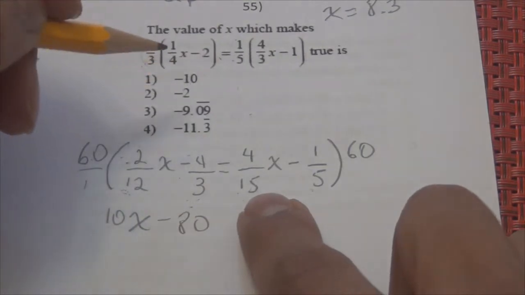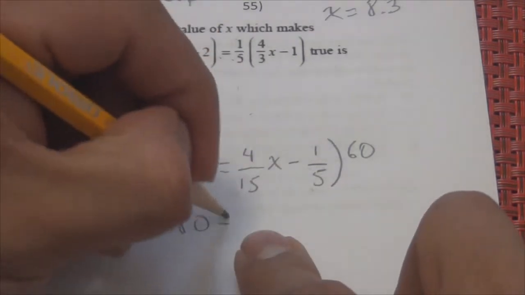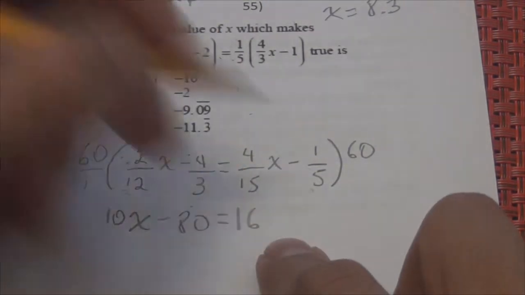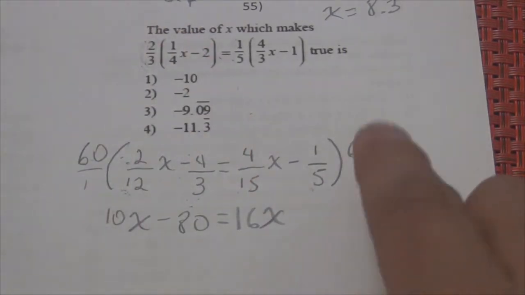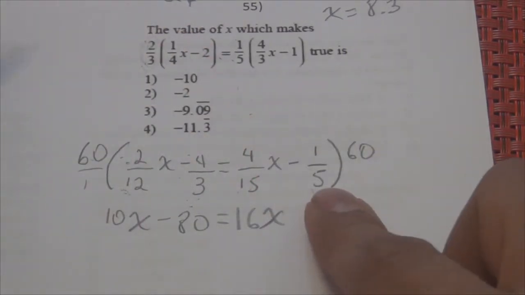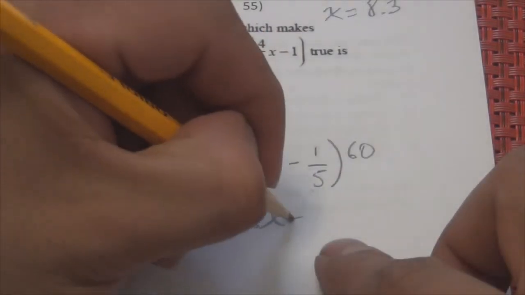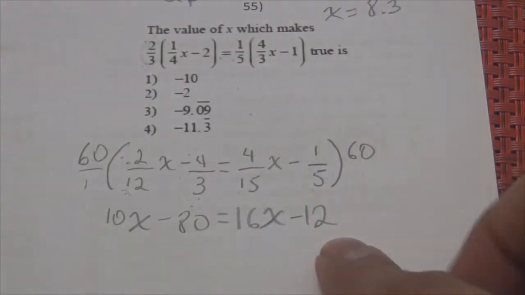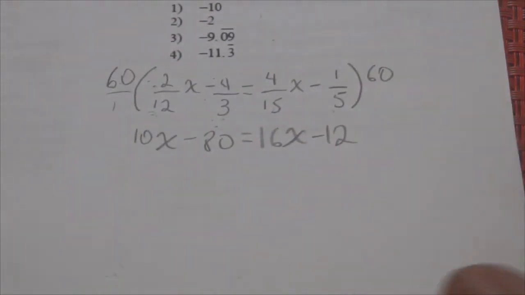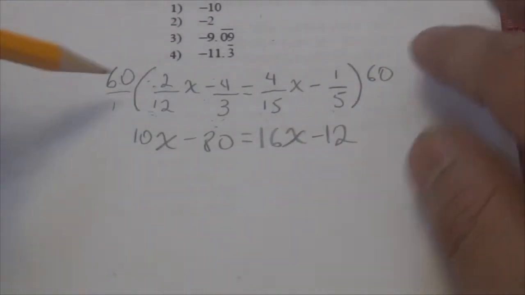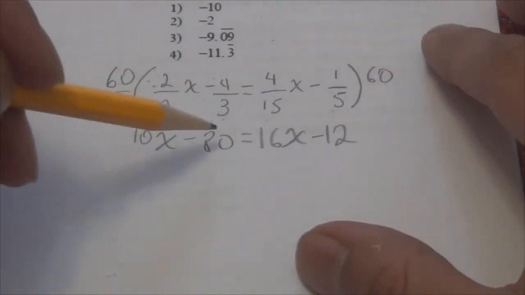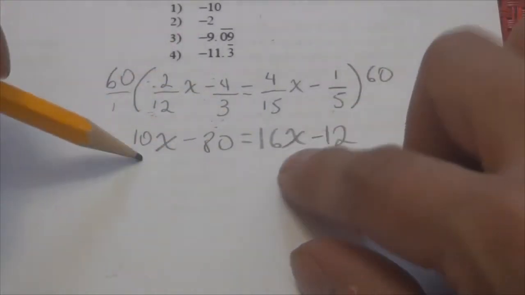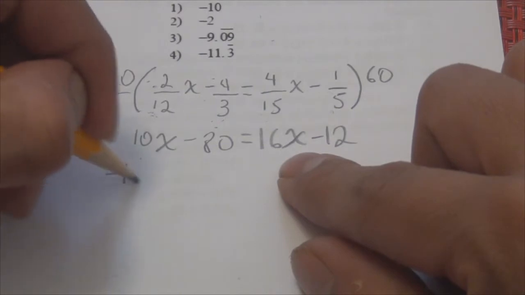60 divided by 15 is 4. Times 4 is 16x, of course. 60 divided by 5 is 12. Times 1, 12. So I get this. Now the next: fractions, yes. Now, like terms on the same side, no. Variables on both sides, yes. So let's get rid of the lesser one.